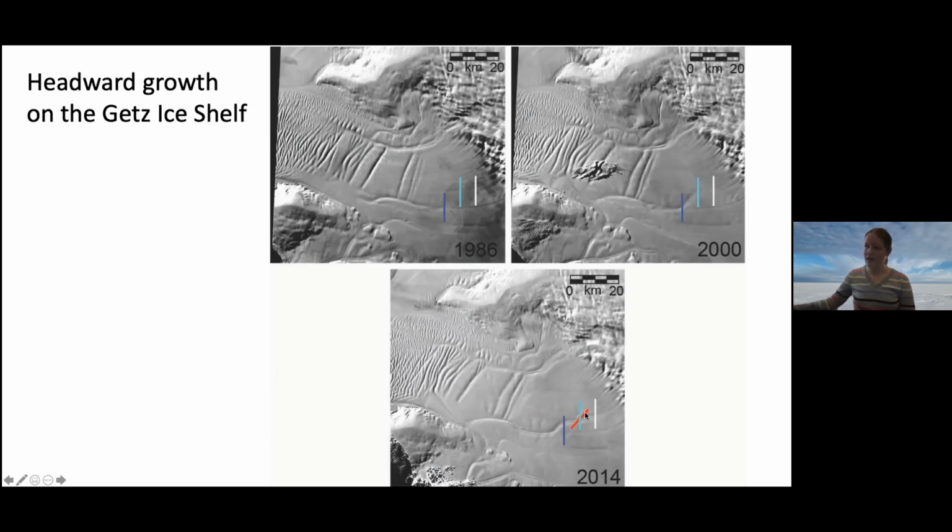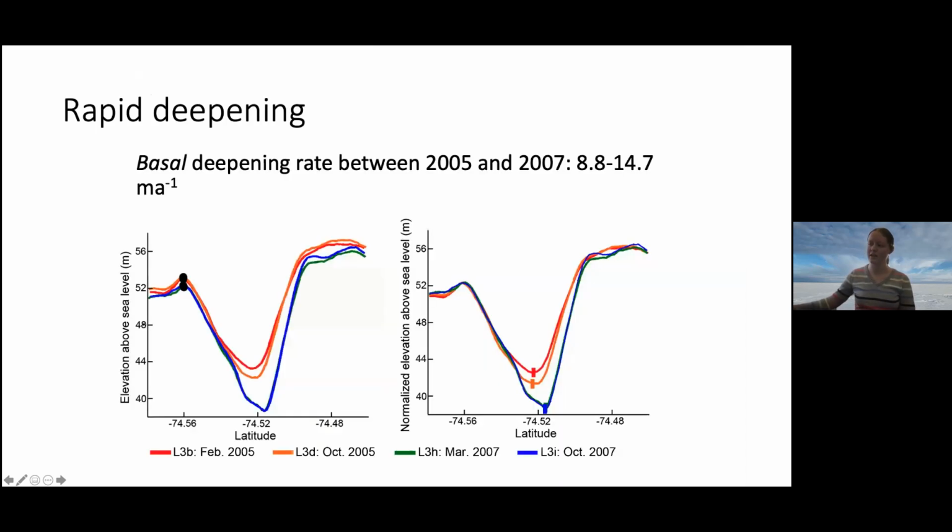And we were lucky to have an ICESat track that went over near the head of the channel where that growth was occurring, which is this little red line right here. And I'm going to show you the data from that ICESat line. There's a couple of things we're seeing here. On the left, this is the raw, or the corrected, data that I've plotted. And then these black dots, I took a point outside the channel and I collapsed them. I normalized them to that point. The Getz Ice Shelf overall is thinning on average, so I wanted to take that signal out and just look at what was happening inside the channel.